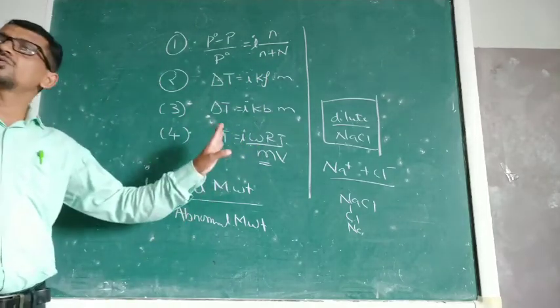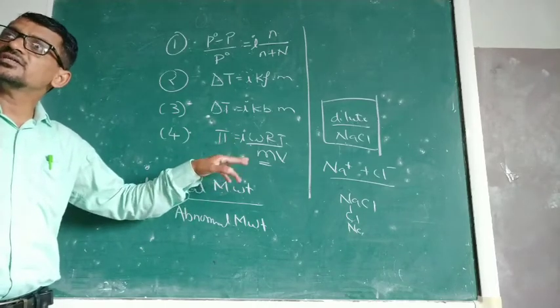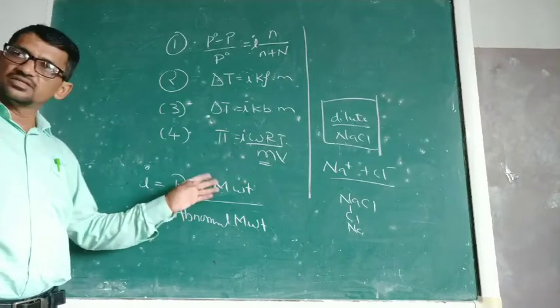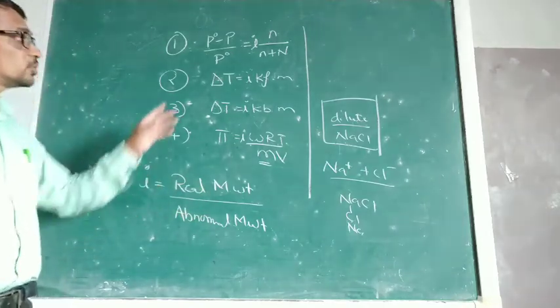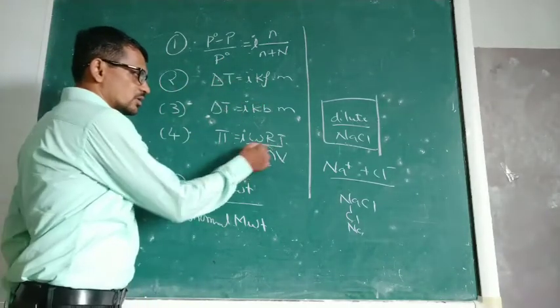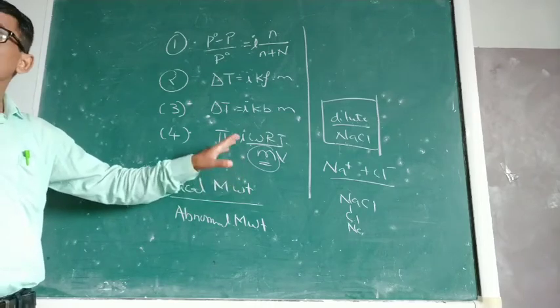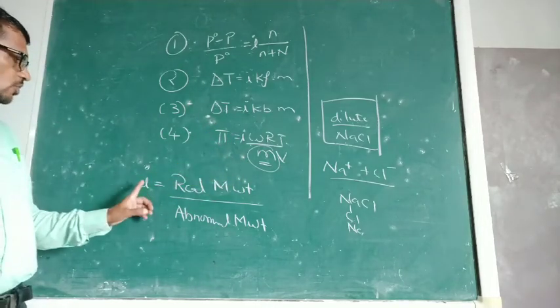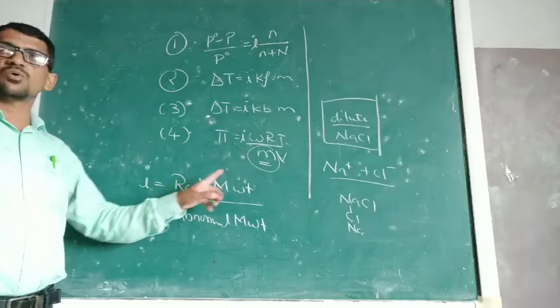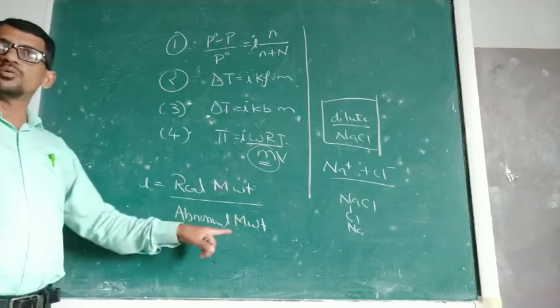That i you have to put in all equations. In all equations you have to write i. That is a correction factor. This divided by this will give i. You put it here, then you will get the correct molecular weight of a compound, of a substance or of a solute. So this van't Hoff factor is nothing but the real molecular weight upon abnormal.